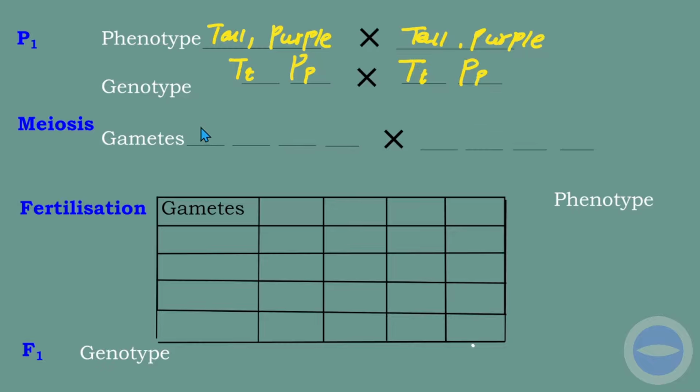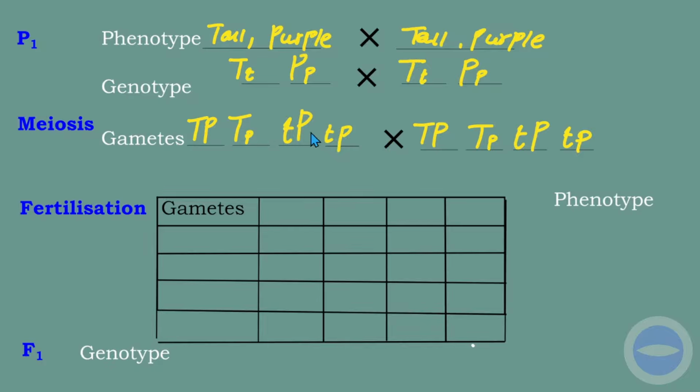So if they undergo the process of segregation, that means we will have TP, and then Tp. We'll have TP, and then T and small letter p. Again we will have shortness and purple, and then we have shortness and white. So again this side we will have TP.